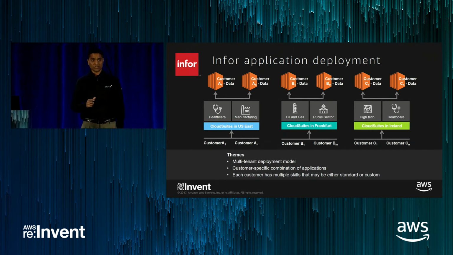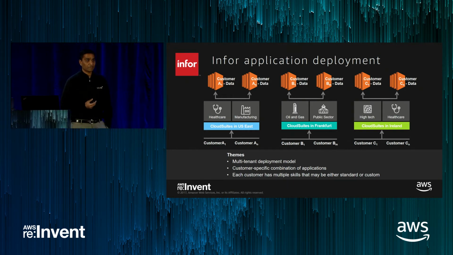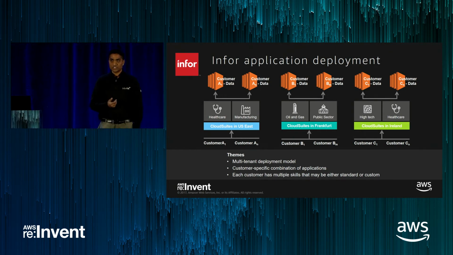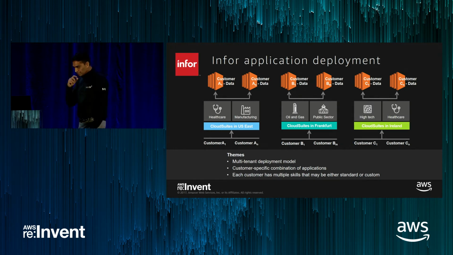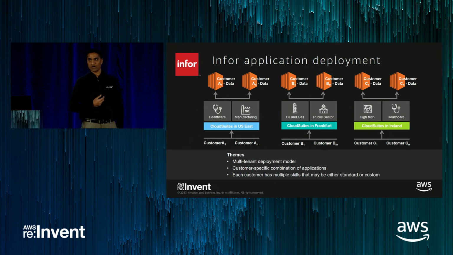And in each region, we support multiple cloud suites, right? Some of them may be human capital management, HCM, or healthcare, or manufacturing, or financials, etc. So there are different cloud suites in each region. And our customers use different combinations of applications. They may be picking one prepackaged cloud suite, or they may be picking a combination of business applications in any of the five regions.